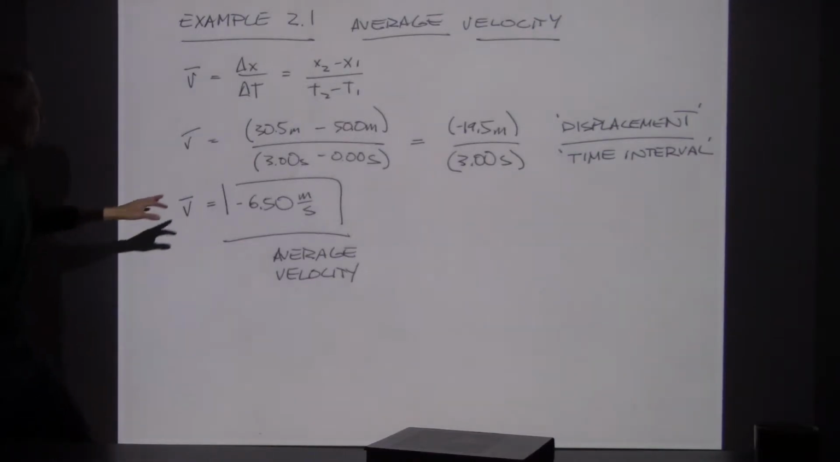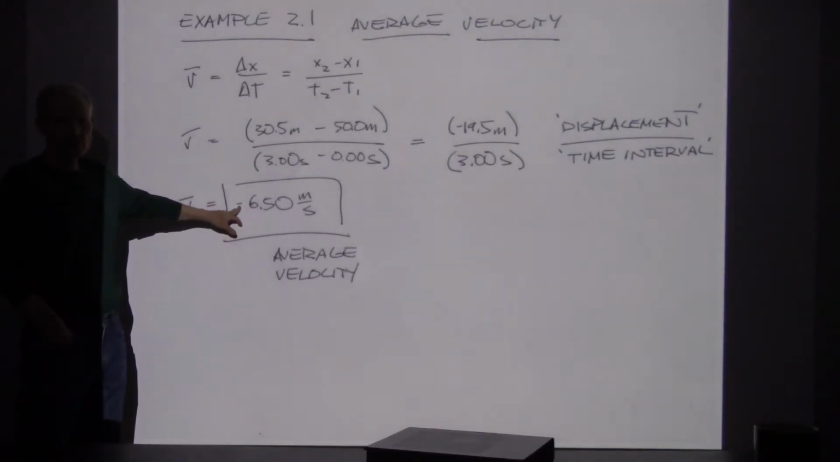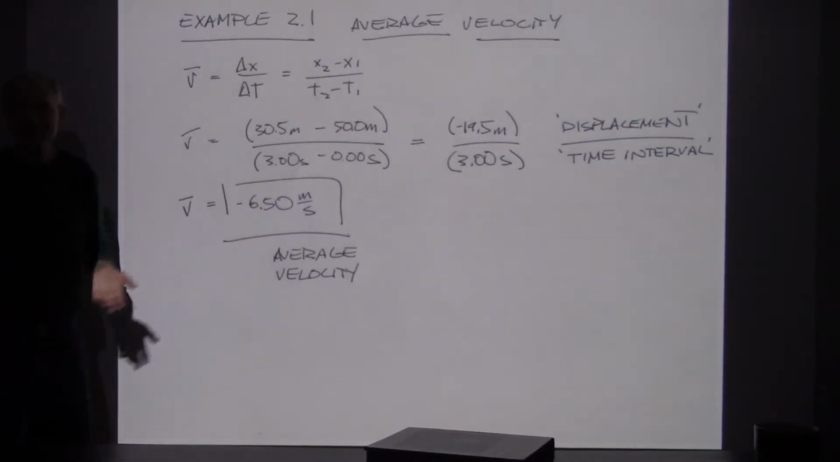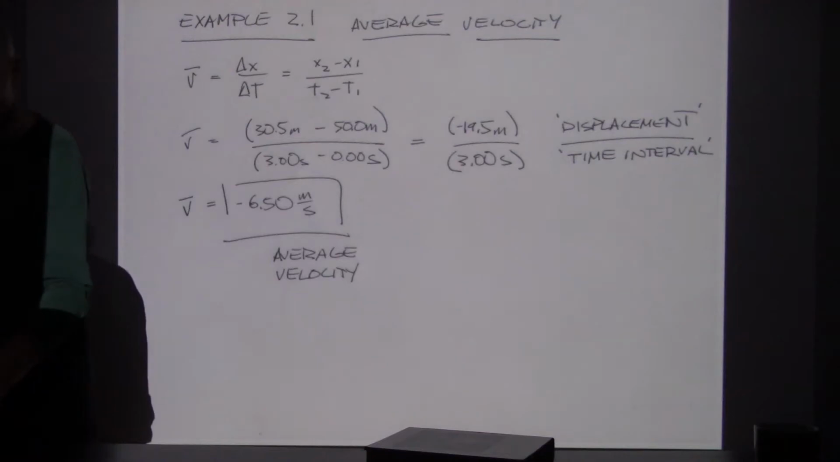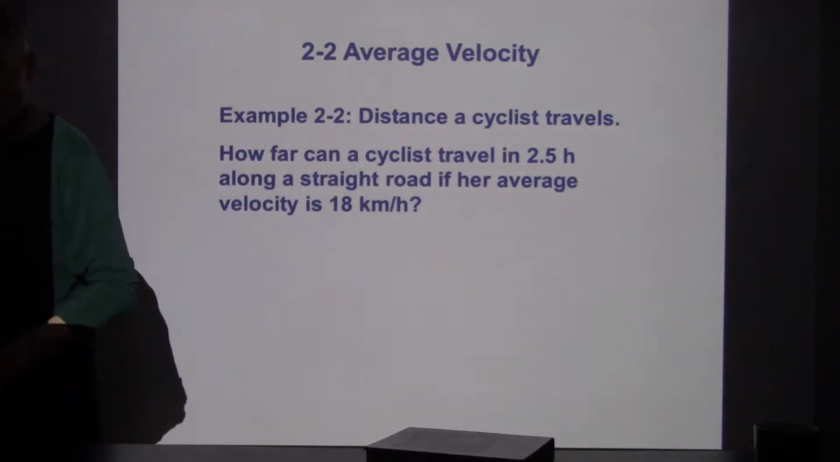Now remember, the minus refers to the coordinate system that we had set up. So there's nothing inherently negative. It just happens to be negative because of the way the coordinate system was defined. That would be the average velocity.